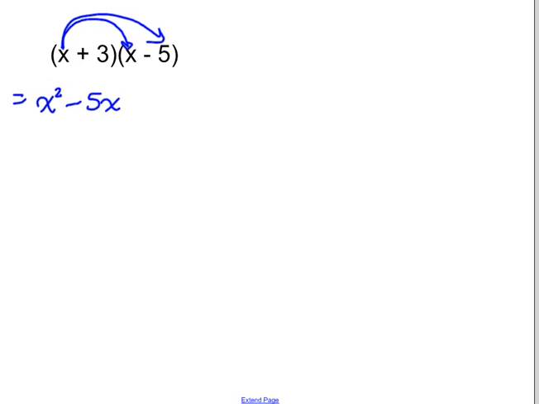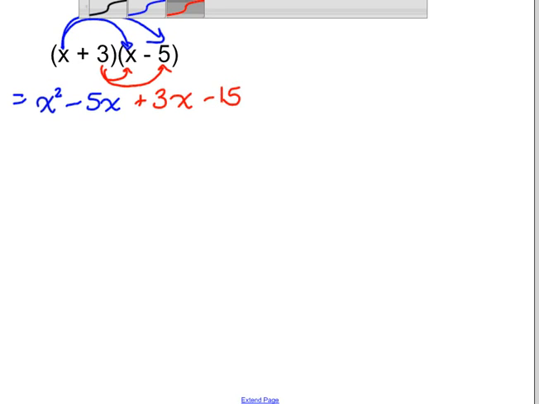Well, now we have this extra plus 3. So again, we can do that in a similar way. Let's just pretend it says 3 times x minus 5. So you would do 3 times x, and you'd get 3x, and you'd do 3 times negative 5, and you'd get negative 15.